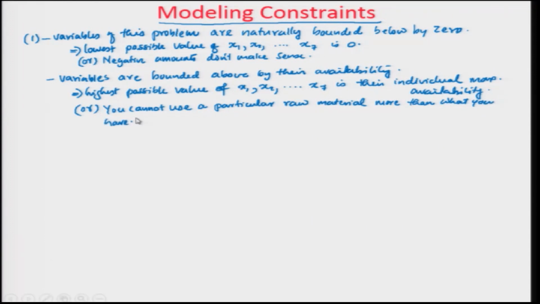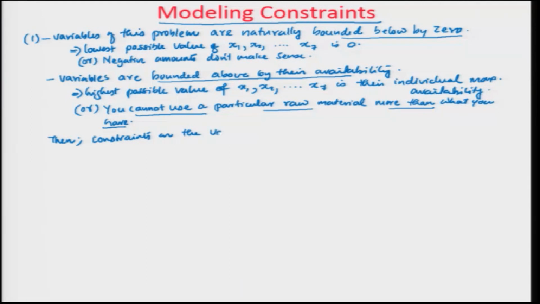So what does this mean? This means that if you have 30 kilograms of something, then the max you can use is 30 kilograms. Whatever is the quantity you have, that's the upper limit. So we now have the lowest possible value of the variable, and we also have the highest possible value of the variable. So if that's the case, then we can write the constraints on the variable as follows.